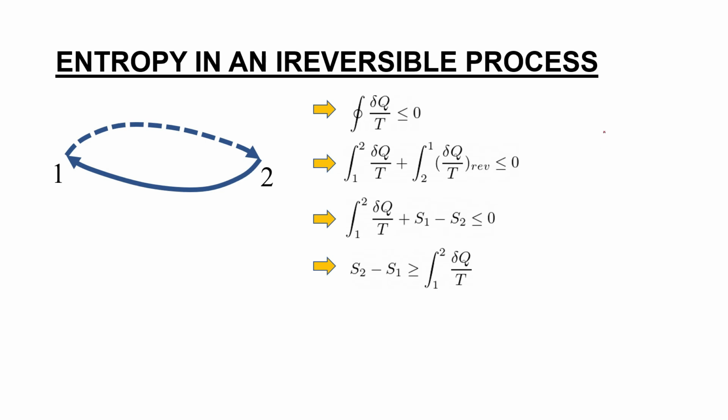So for an irreversible process, entropy change will be high. So this can be written as S2 minus S1 equals integral 1 to 2 delta q by T plus S generated. That is the entropy generation. For an irreversible process, an additional entropy will be generated. This is called S generated entropy.